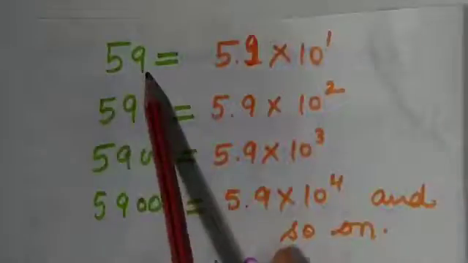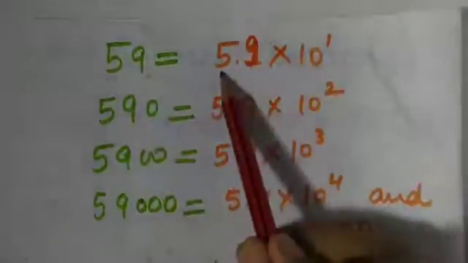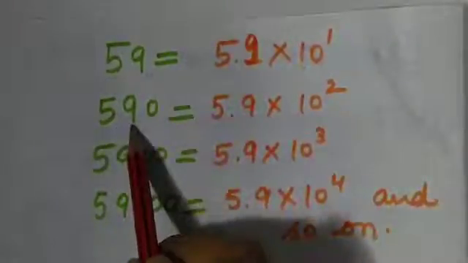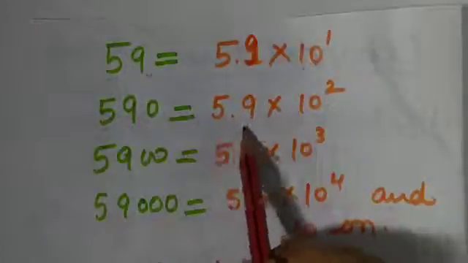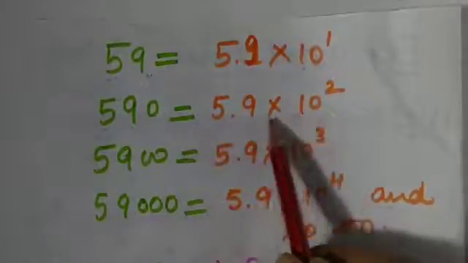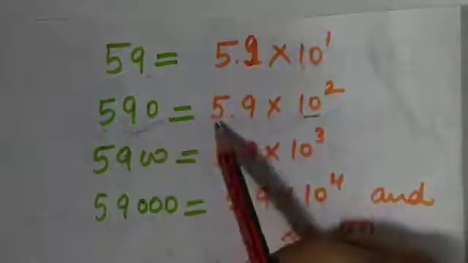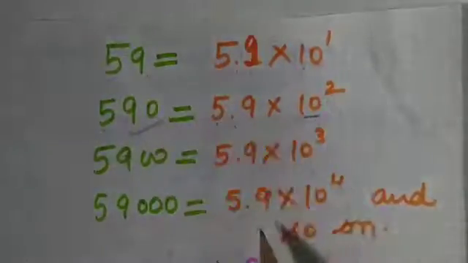59, how will you write 59? It can be written as 5.9 into 10, because that will give you 59. Okay, 590, how will you write 590? It can be written as 5.9 into 100. Okay, and 100, how will you write? 10 to the power 2. So 590 can be written as 5.9 into 10 to the power 2.